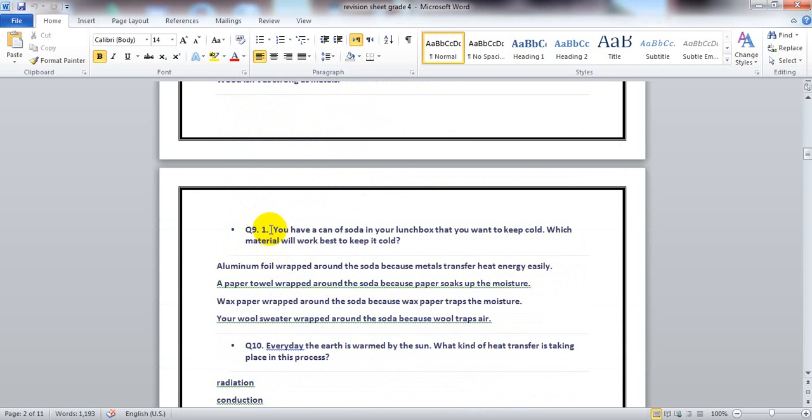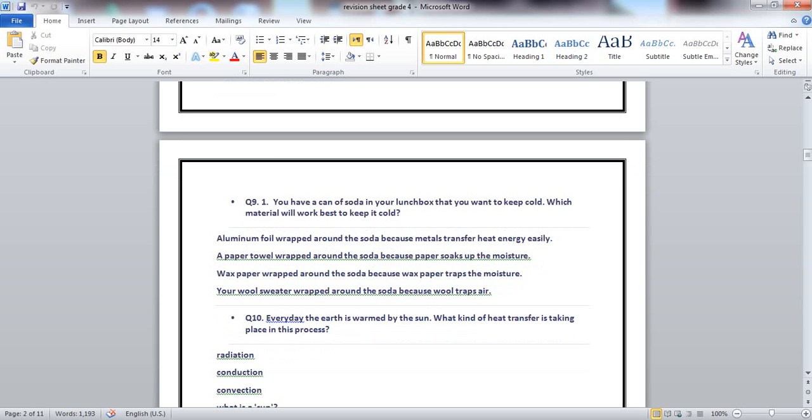Question number 9. You have a can of soda in your lunchbox that you want to keep cold. Which material will work best to keep it cold? Do you know the answer? Yes, your wool sweater wrapped around the soda, because the wool traps air.